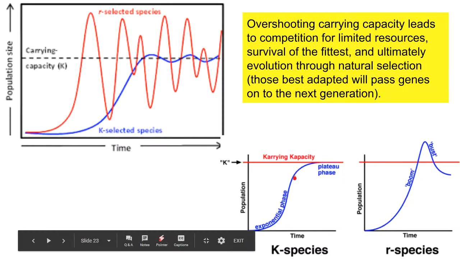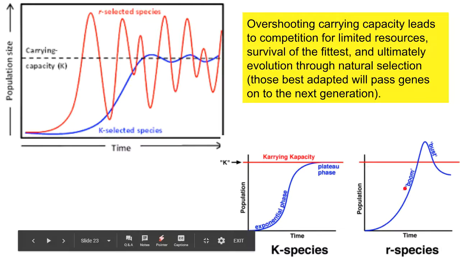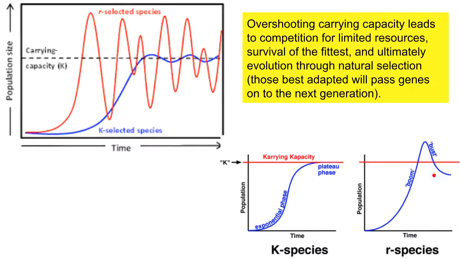But again, our K-selected species follow more of an S curve, hit more of a plateau near the carrying capacity, and our R-selected species have these boom and bust cycles.